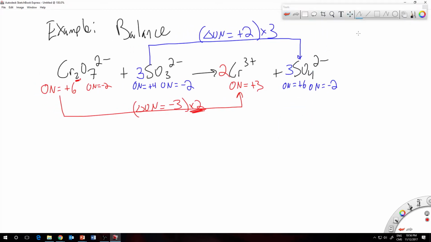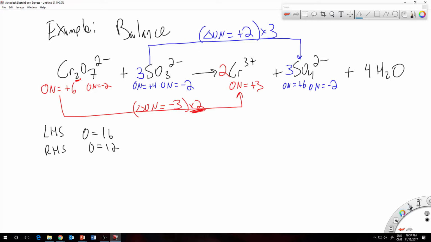Now we check to see if the major atoms are balanced. I believe they are. 2 chromiums on the left, 2 chromiums on the right, 3 sulfurs on the left, 3 sulfurs on the right. There you go, so the chromiums and sulfurs are balanced. Now we balance the oxygens by adding water. On the left-hand side oxygens, we have 7 plus 9, so a total of 16. Right-hand side oxygens, we have 12. So I need to add 4 waters to this side.